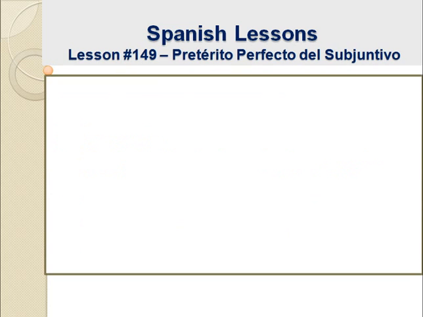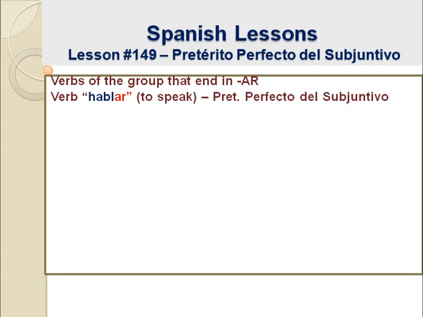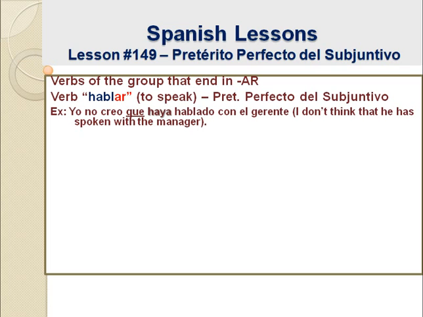So let's begin first conjugating the verbs of the first group of verbs, the verbs that end in AR. Example, the verb hablar, or to speak, in pretérito perfecto del subjuntivo. Example, yo no creo que haya hablado con el gerente. I don't think that he has spoken with the manager.